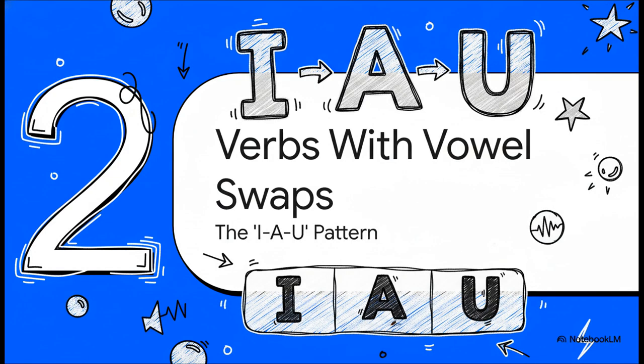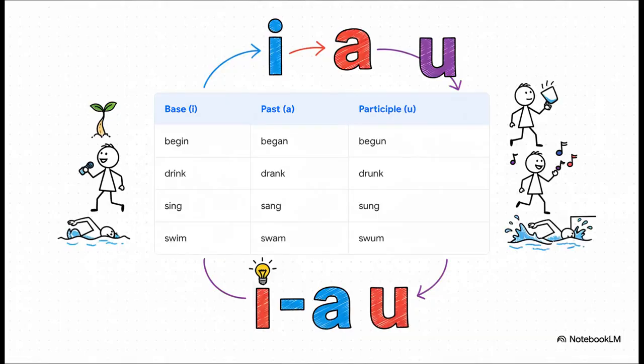This one follows a very predictable vowel changing pattern, and believe me, it is one of the most common ones you are ever going to run into. You see the logic here, right? The main vowel in the base form is an I. Then in the simple past, it flips to an A. And for the past participle, it changes to a U. So you get begin, began, begun, drink, drank, drunk. Once you see this I-A-U pattern, it just clicks for this entire group of words.